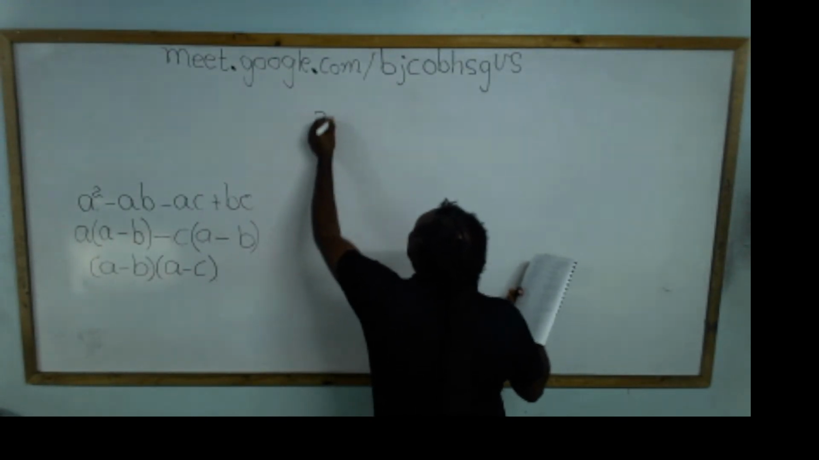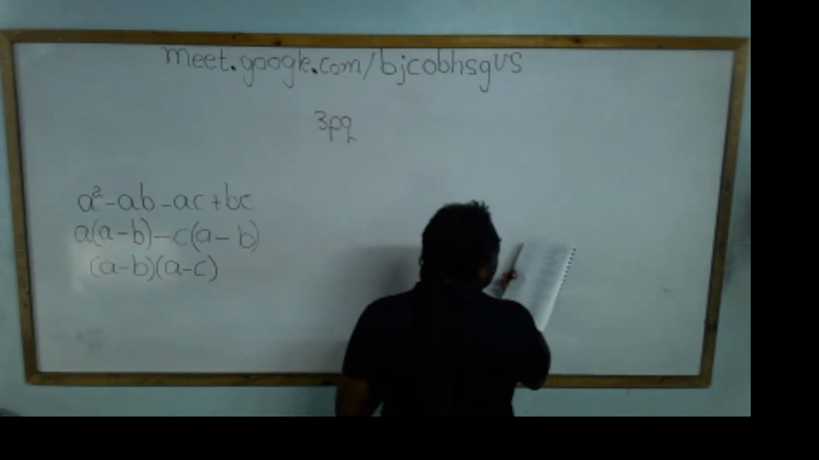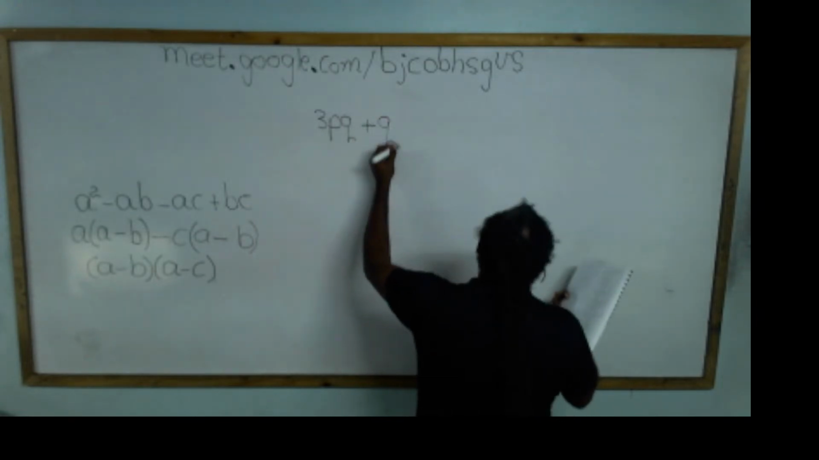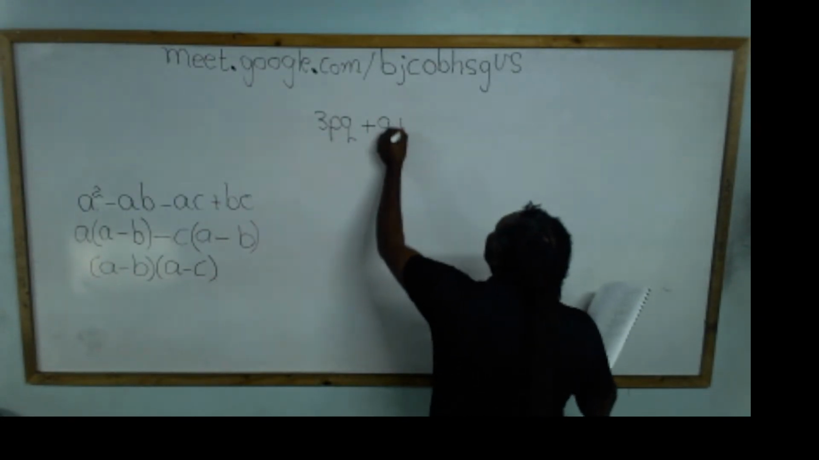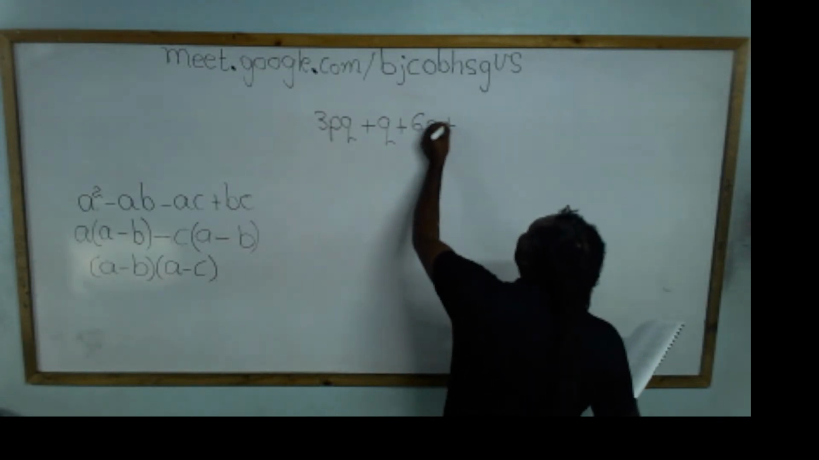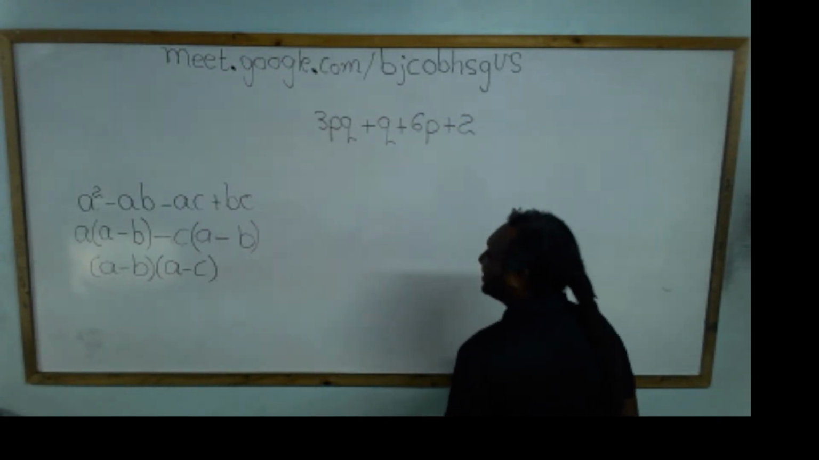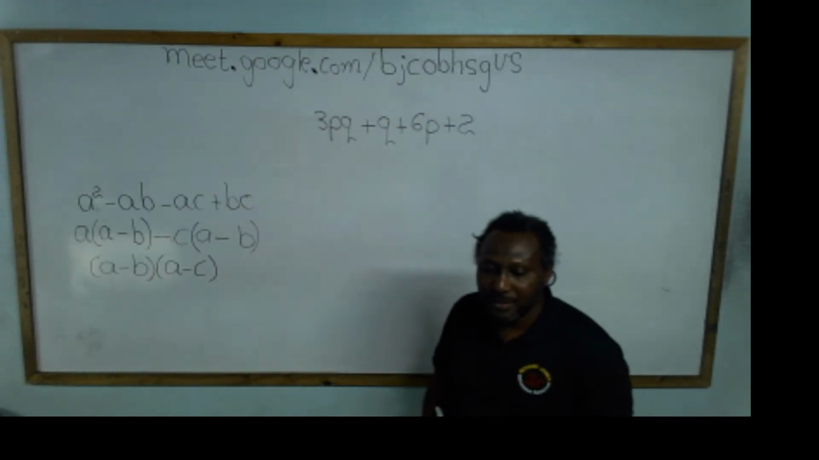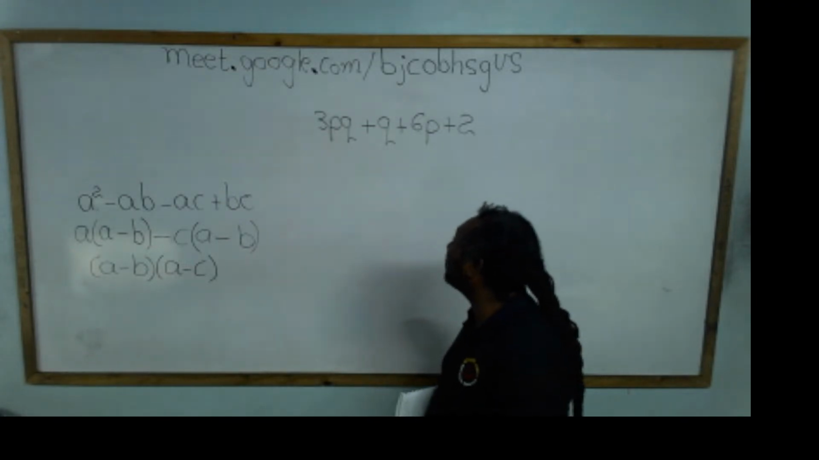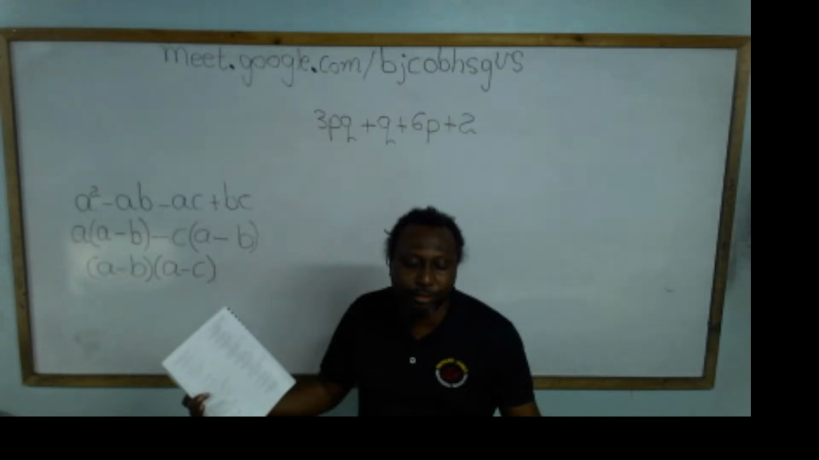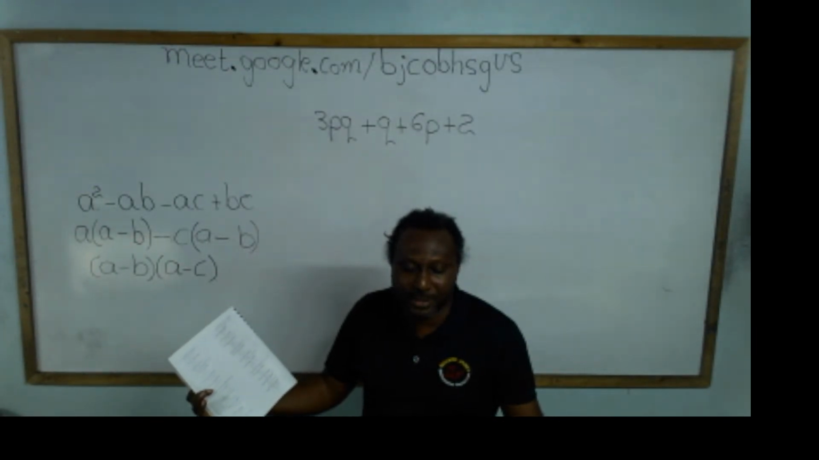Three PQ plus Q, that's horrible, plus 6P plus 2, all pluses, that's nice. So we will not have to worry about the signs there, because all the signs are positive, so we'll just sail through using only positive numbers.